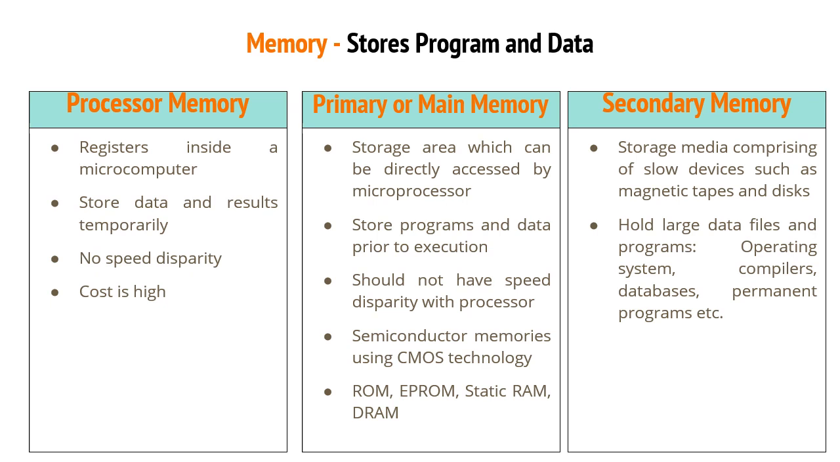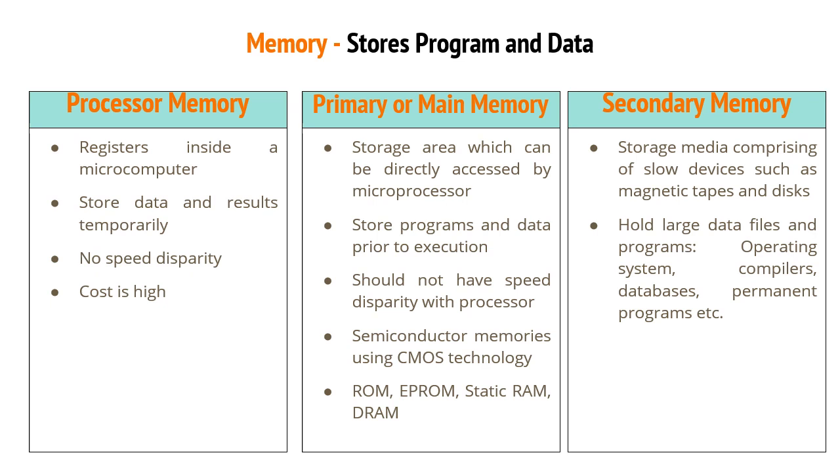The second category is the primary or the main memory. This is the storage area that is directly accessed by the microprocessor, which is outside of the microprocessor, but it can be directly accessed by the microprocessor. The primary memory is used to store programs and data prior to the execution. So in order for a program to execute, it should be present in the main memory. The primary memory also should not have any kind of speed disparity with the processor. The semiconductor memories using CMOS technology are used for building the primary or main memory. Examples of primary memory are ROM, EPROM, static RAM, DRAM, etc.